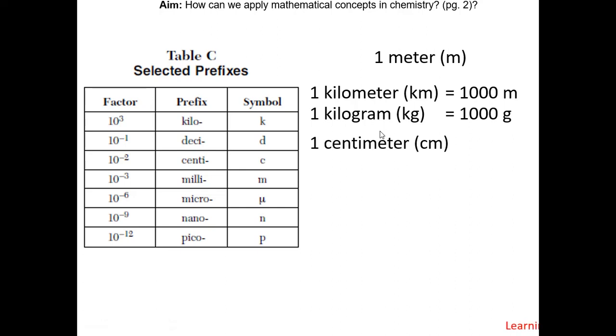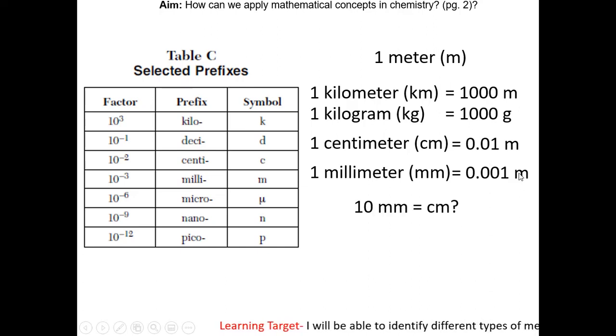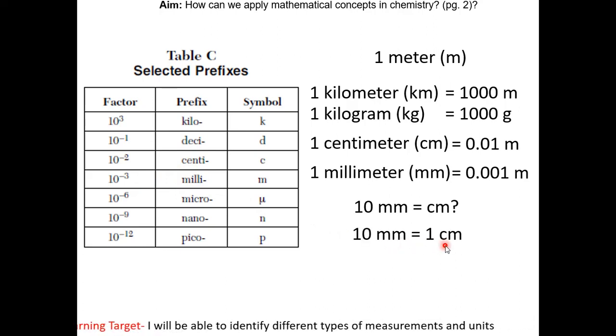If we have 1 centimeter, how many meters is that? Notice centi is 10 to the minus 2, so you have to divide by 100. That would be 0.01 meter. If we have a millimeter, that's 10 to the minus third, so you do 1 divided by 1,000, and it'll be 0.001 meter. If you have 10 millimeters, how many centimeters is that? Notice the difference between centi and milli is a factor of 10. So this will be 1 centimeter. You just divide by 10.